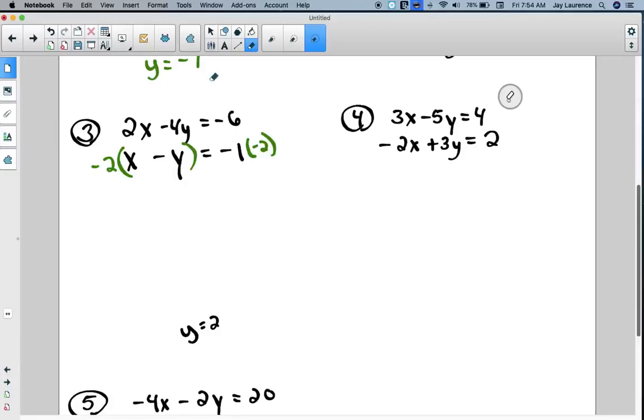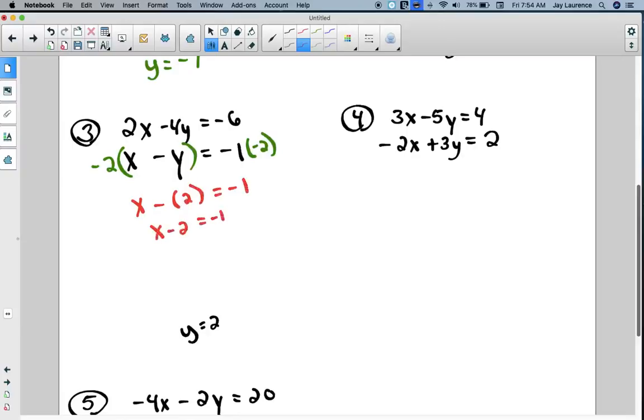Okay. I think I'm going to use that second equation. And I'm going to write x minus 2 equals -1. I'll add 2 to each side to find that x is going to equal +1. The two lines will intersect at (1, 2).